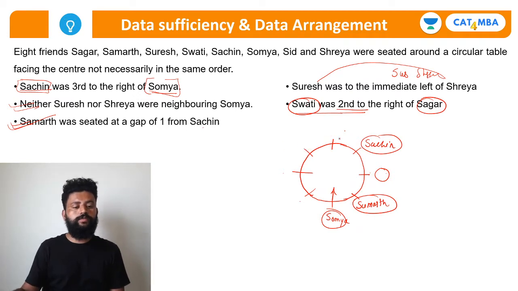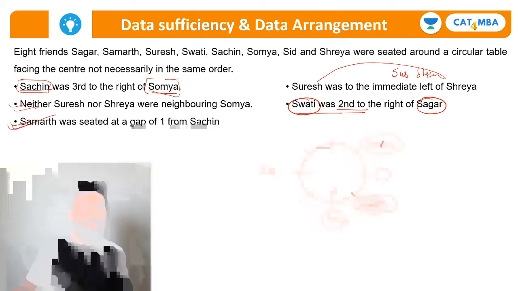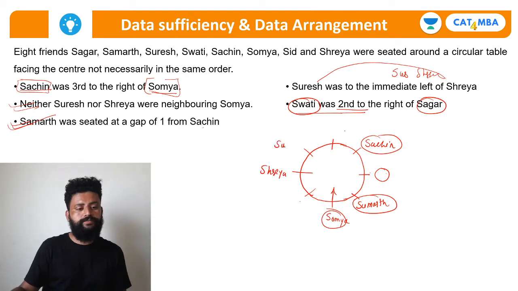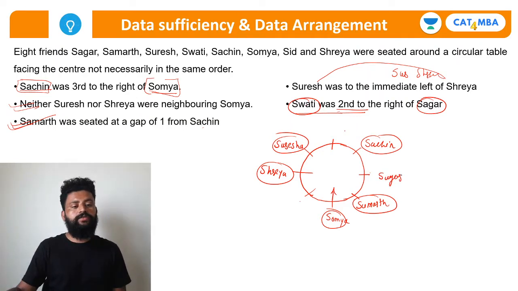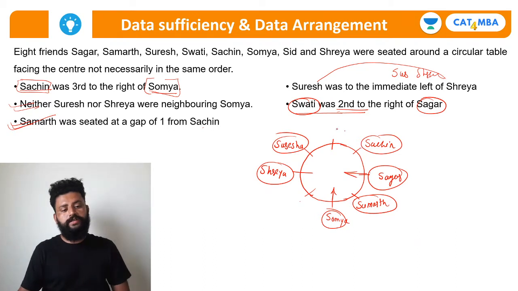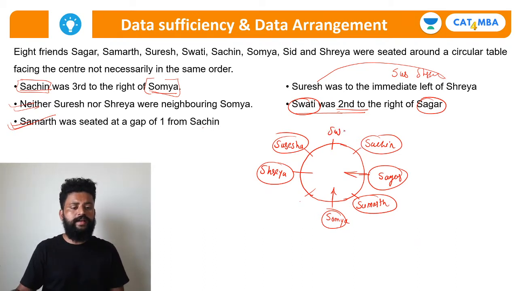So the last possibility we can have is here Shreya, Suresh here, immediate left of Shreya. So there are only two possibilities you need to check. That's it. And we have स्वाति एंड सागर, दो होने चाहिए, सेकंड नंबर पे होने चाहिए. सो फॉर सागर के राइट में होनी चाहिए. So this must be Sagar and this is Swati. And we have left out the one last person, that is Sid, sitting here. Right, hopefully you understood this part.